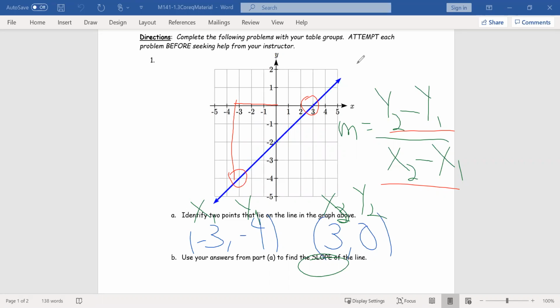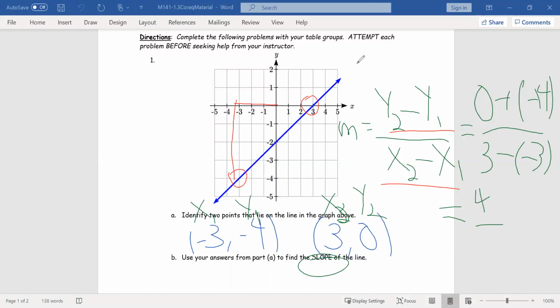All right. So now we can calculate our slope. So we'll plug in those points up here. So the y2, which is 0, minus the y1, which is -4, over the x2, which is 3, minus the x1, which is -3. So 0 minus -4 makes a +4 over 3 minus -3. So the minus makes a plus. So we get 4 over 6, which reduces to 2/3 there. Okay, so the slope of this line is 2/3.